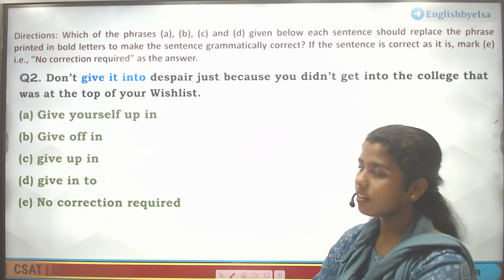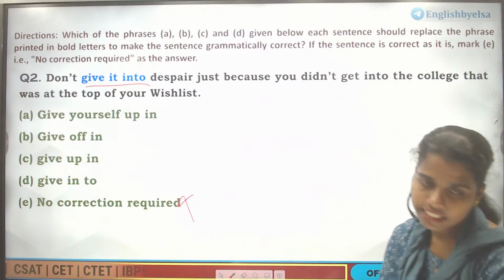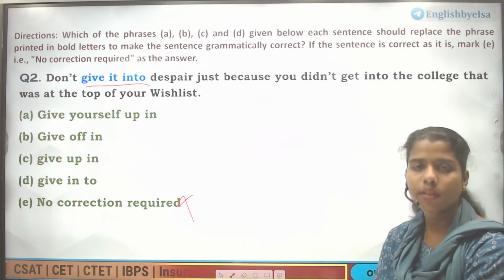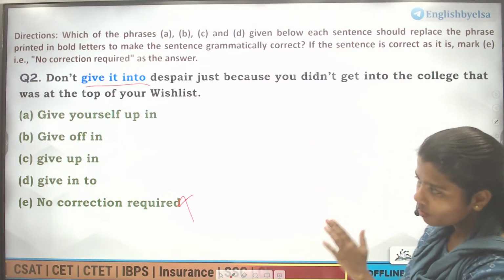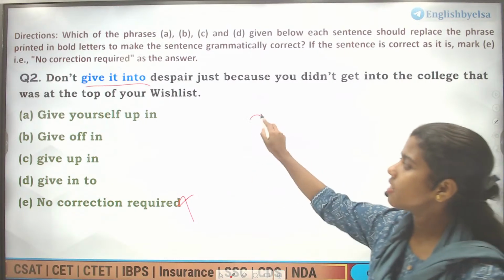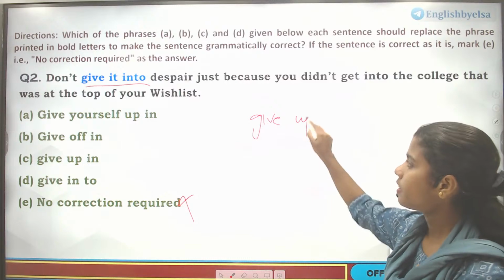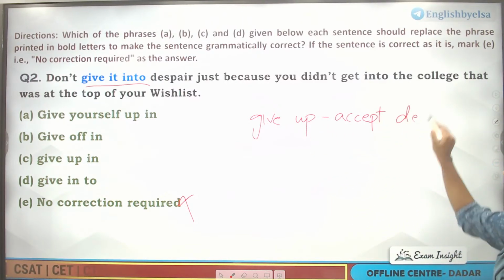I'll give you a hint. "Give it into" is incorrect. That means the written statement is incorrect. There is no such phrasal verb. The written phrase is incorrect. Which one will be the correct one? "Give yourself up" is nothing but "give up." Give up, you know, means accept or admit defeat.